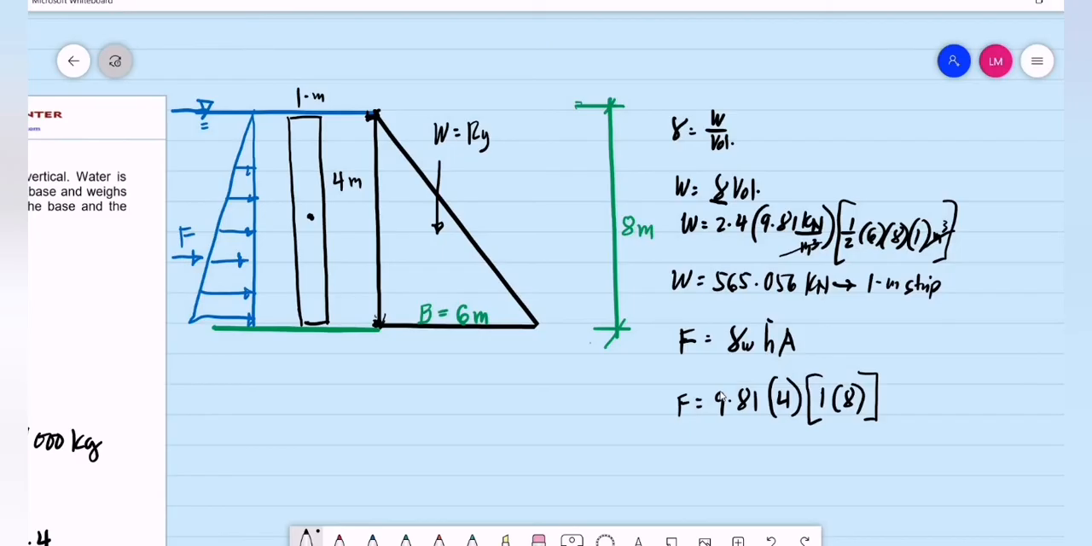So that is our total area. So we have the hydrostatic force is now equal to 9.81 multiplied by 4 multiplied by 1 times 8. So we have the force is equal to 313.92 kilonewtons. So this is the force exerted by the water. Okay, so we have now the value of the force and the weight.